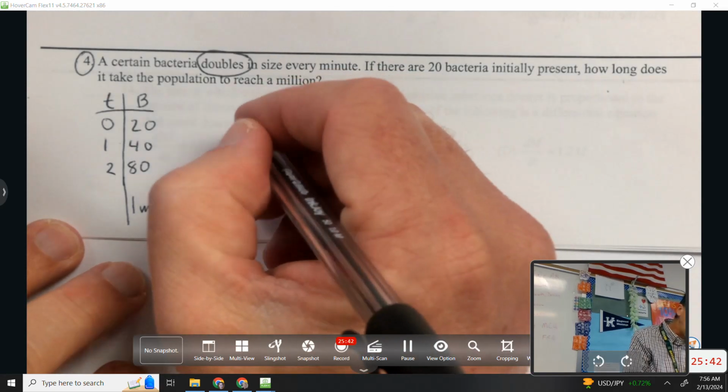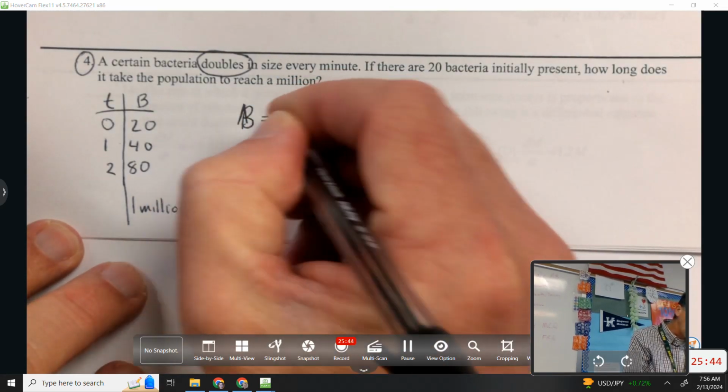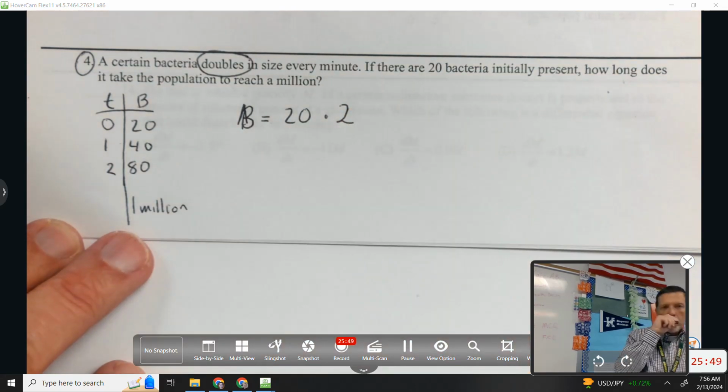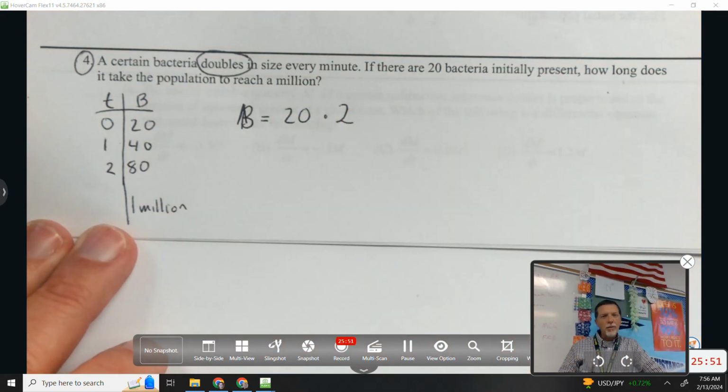Okay, well, let's see the amounts. What would be this time? We started with 20. We're multiplying by 2. Not multiplying by half this time because we have a double time.